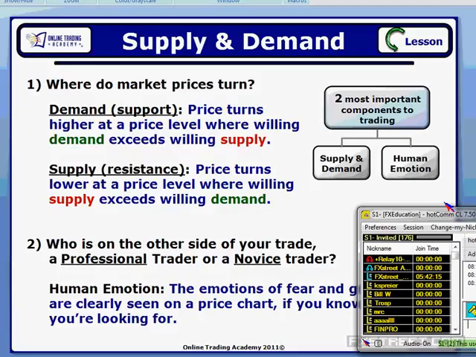So we're going to deal with this right now. You need to make sure that you are trading with people that have no idea what they're doing. All right? But we'll get into more of that in a minute. So let's dive in and start to identify these two things on a price chart.